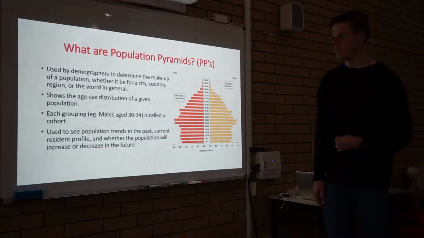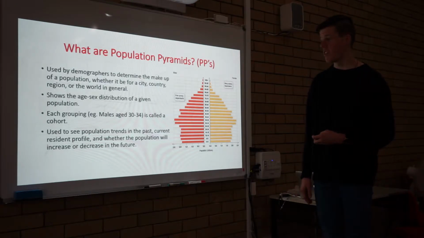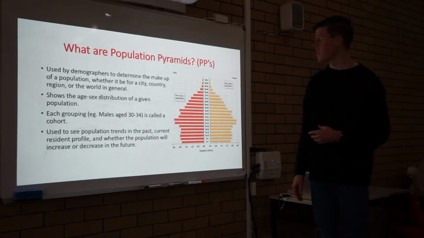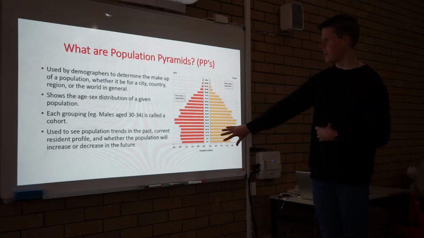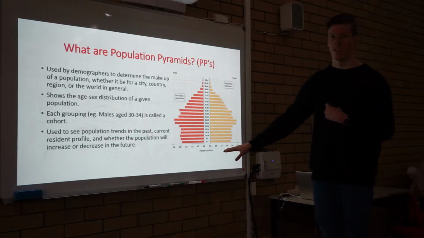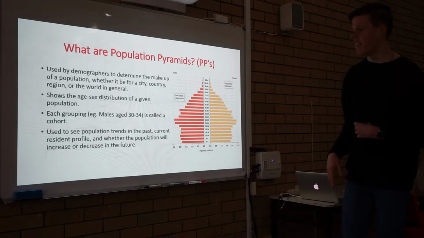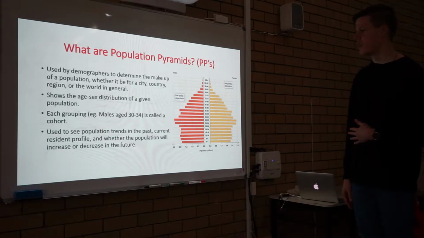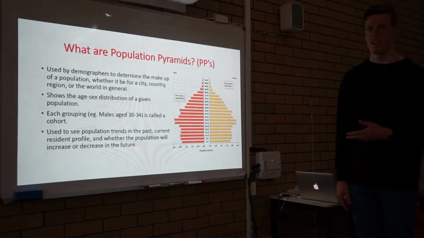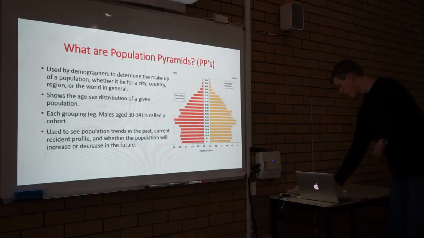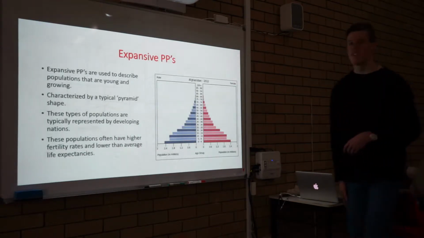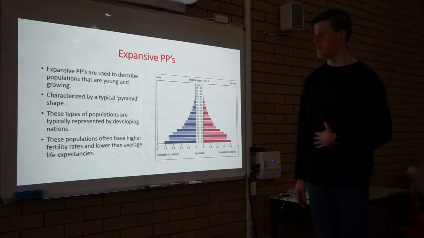Population pyramids are used to see population trends in the past, the current residential profile, which this right here is the current residential profile for that of the United States, and they are also used to see whether the population will increase or decrease in the future. There are three different types of population pyramids.